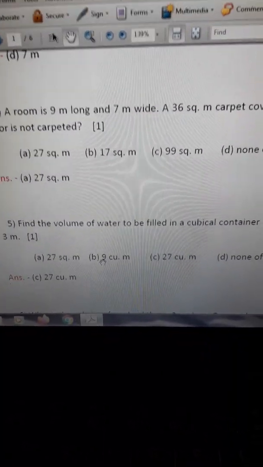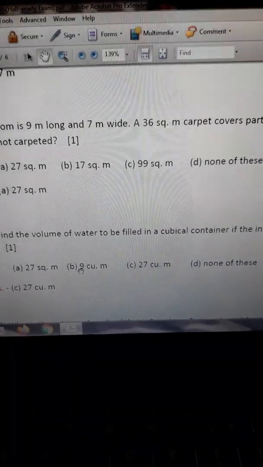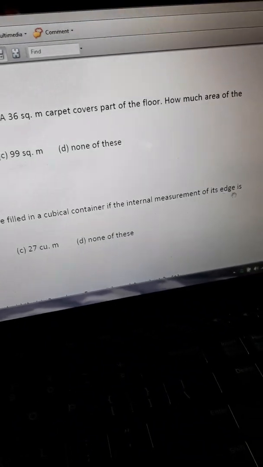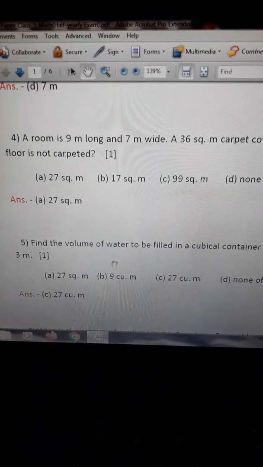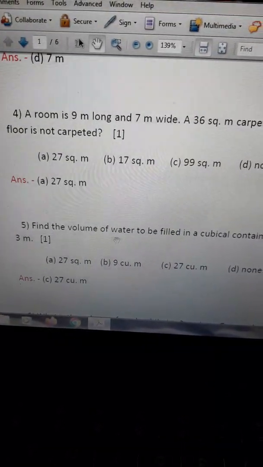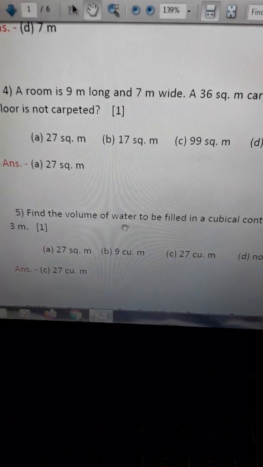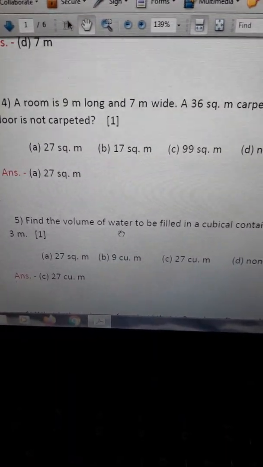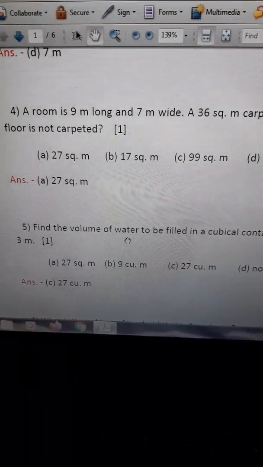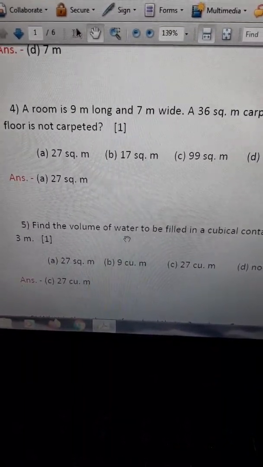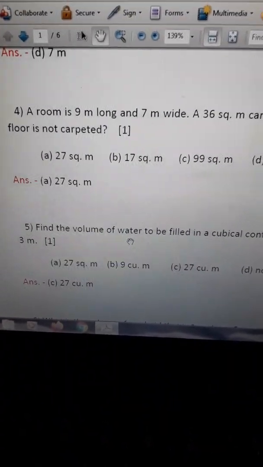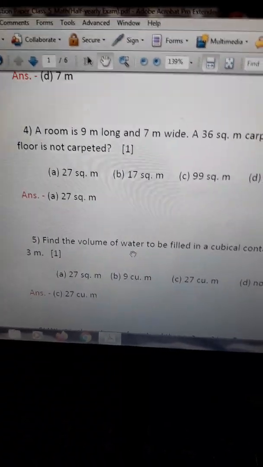Next, question number 5. Find the volume of water to be filled in a cubical container if the internal measurement of its edge is 3 meter. See, for the cubical container, the side edge is given as 3 meter. What formula do you have to use? The volume of a cube. Volume of a cube is equal to side into side into side. So 3 into 3 into 3 cubic meter, or you can write 3 meter into 3 meter into 3 meter, which equals 27 cubic meter.